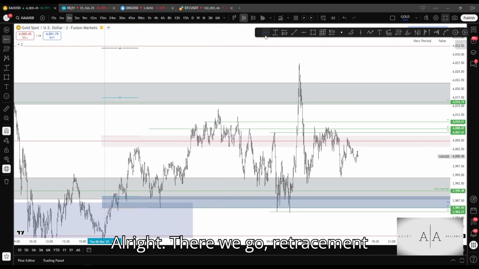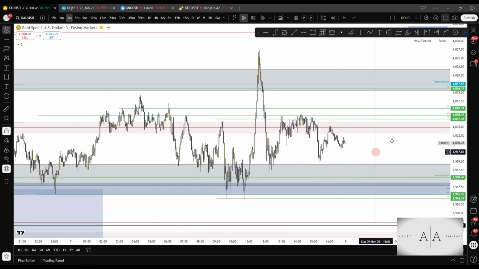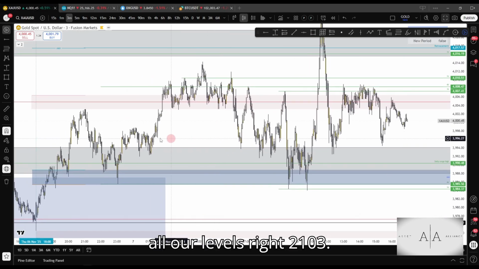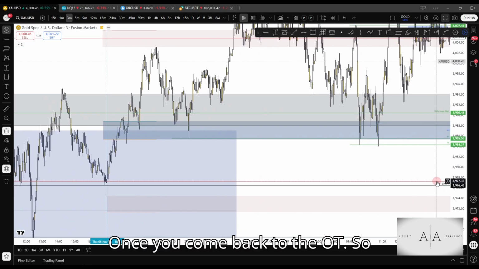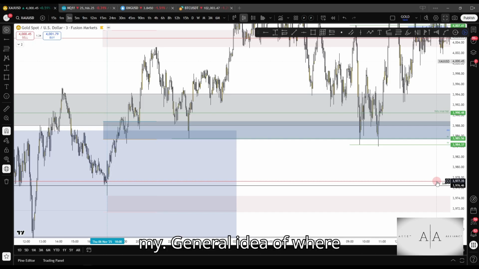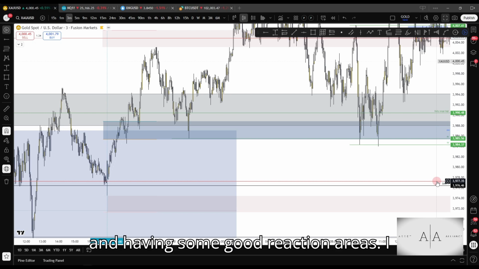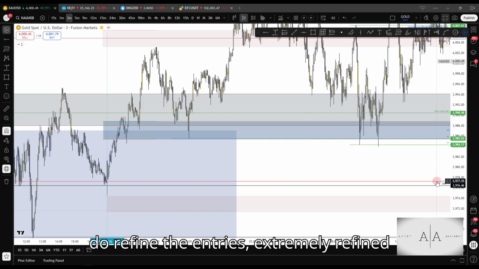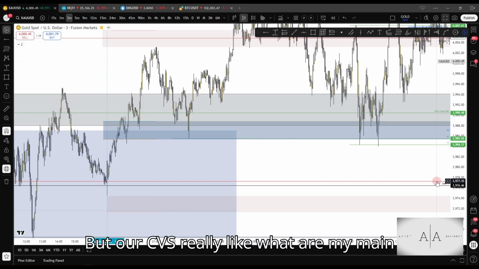Alright, then we got retracement here. Okay, so here's all our levels, right? 2103. Once you come back to the OTE, so OSTDV is mostly where I'll be looking at my general idea of where I want to go. OSTDV really is one of my main confluences in terms of getting my bias and having some good reaction areas. I do refine the entries, extremely refine the entries for my stop losses. But OSTDV is really one of my main confluences in terms of bias.